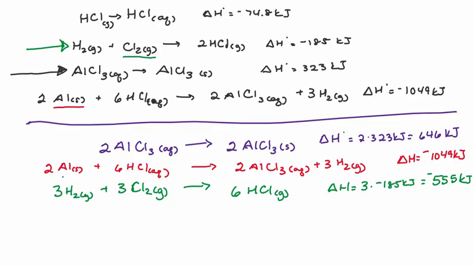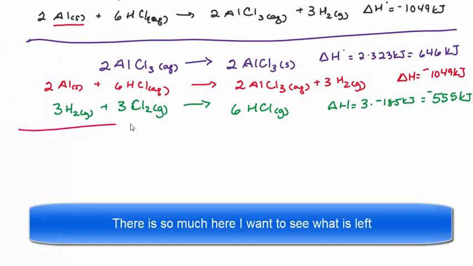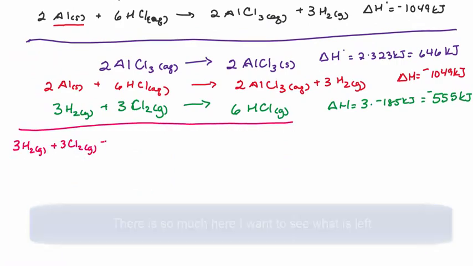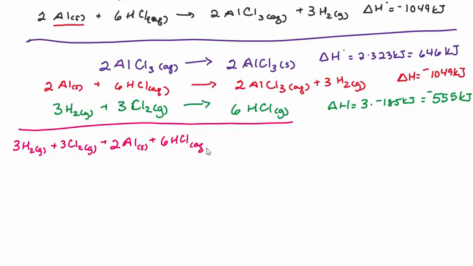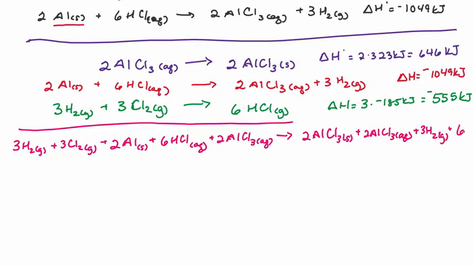Now, I need one more step because I have extra things on here, and it might be easier to see the extra things if we go ahead and combine it now. So I'm just going to draw this part out now. So if I write down all of my reactants, and then all of my products. Remember, the phases are important. Then I cross out what is alike.